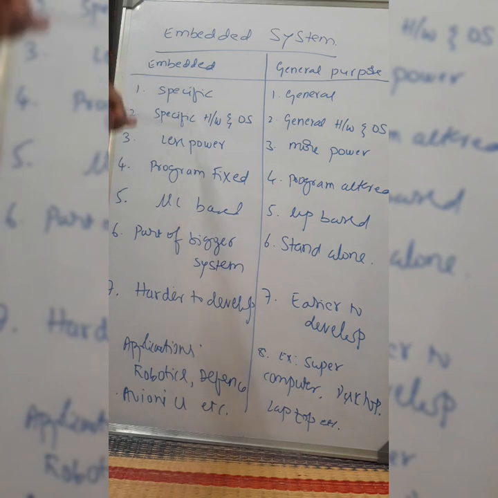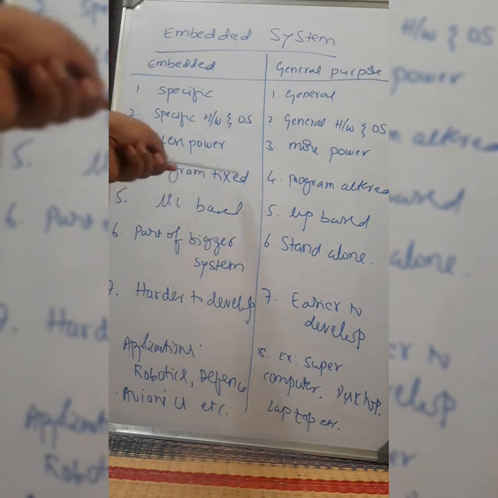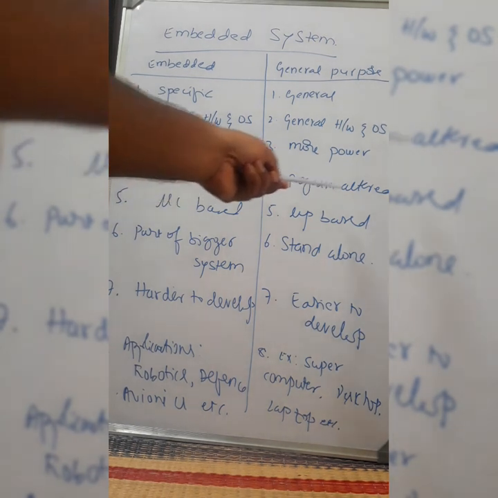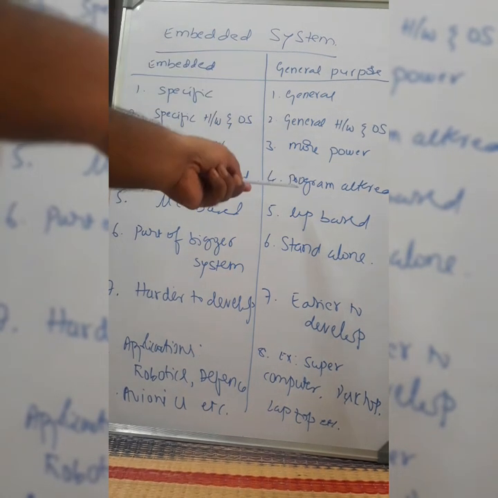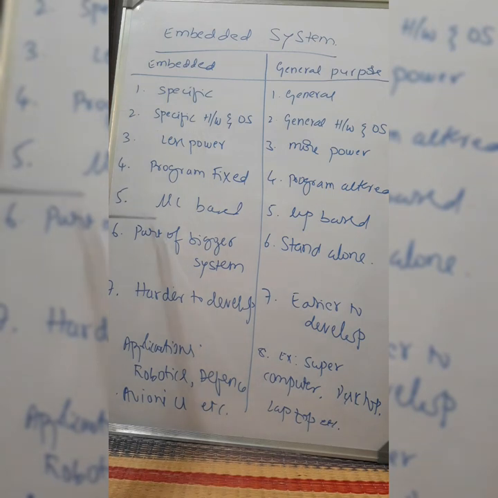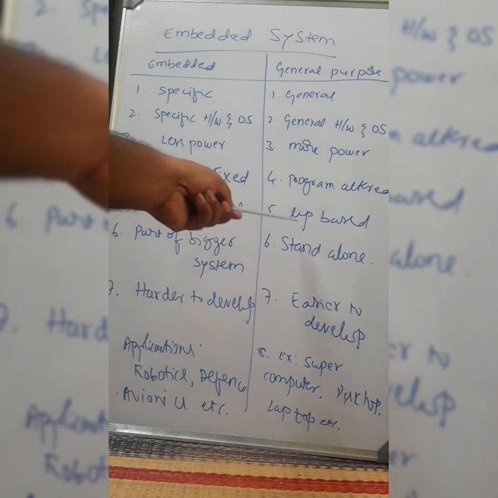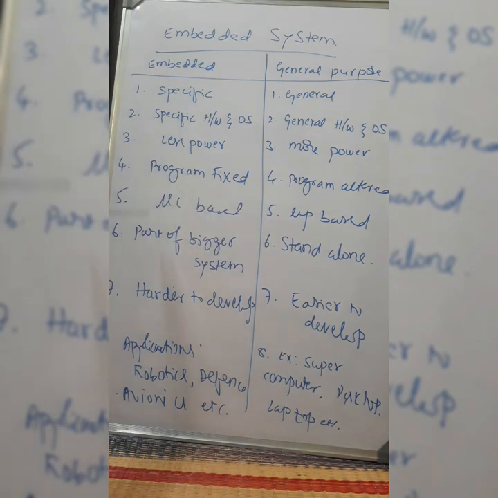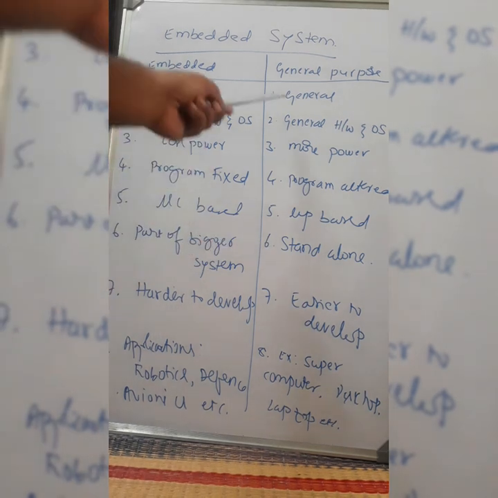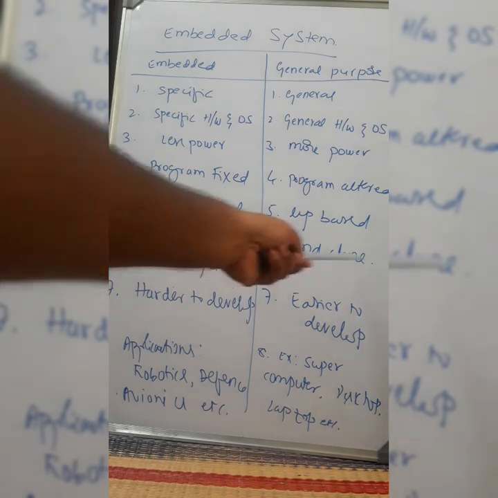Here the program is written in the non-volatile memory, so the program is not altered, whereas in the general purpose system the program can be altered. The embedded system will be used by a user, whereas a general purpose system will be used by a programmer. Embedded system is microcontroller based because the microcontroller burns its program into a non-volatile memory, whereas a microprocessor allows the program to be written in RAM. So general purpose will be microprocessor based. Embedded system will be a part of a bigger system or an individual system by itself, whereas general purpose can be a standalone, separate system.